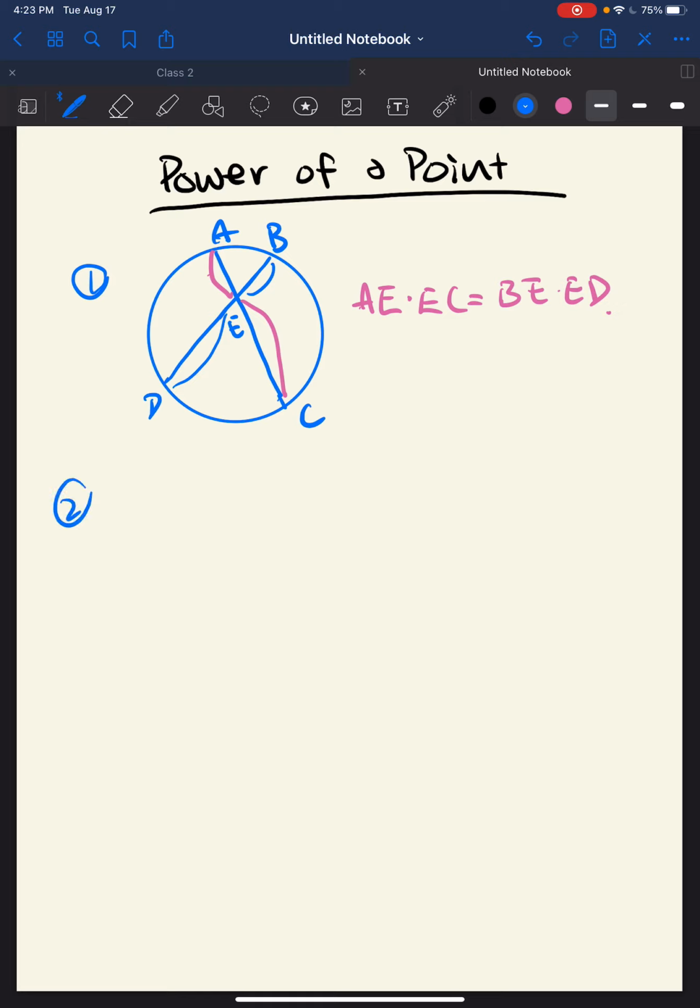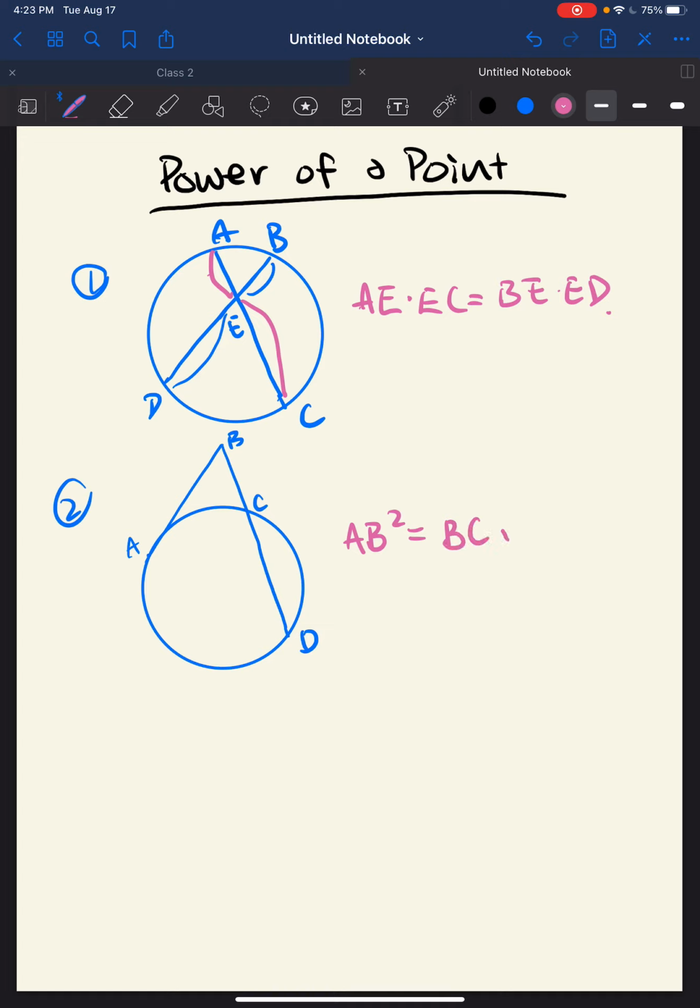The second scenario is this one, where line AB is tangent to the circle, but BD intersects the circle at point C. And then we will have AB squared equals BC times BD.